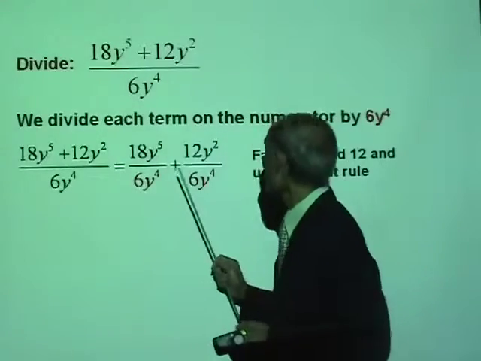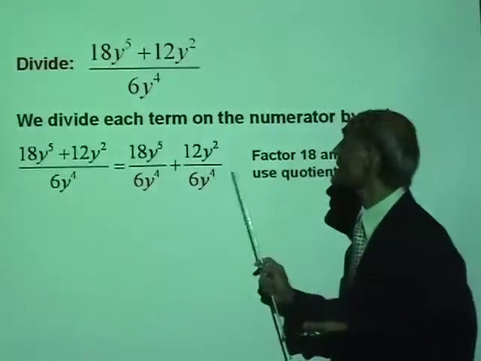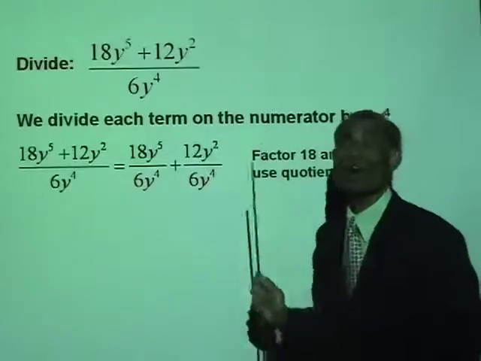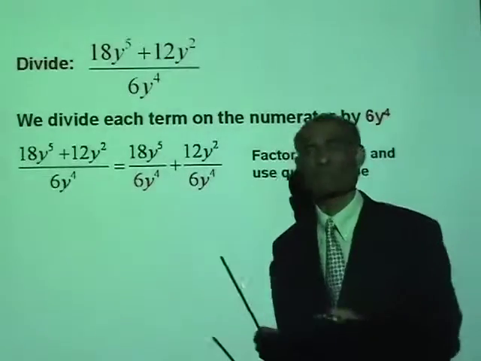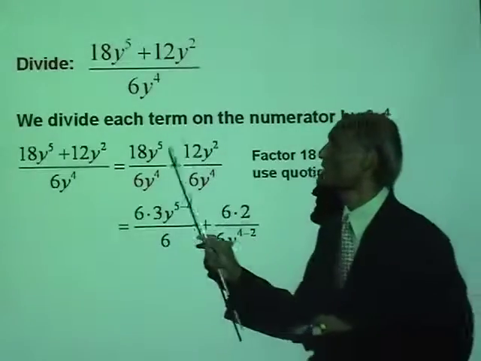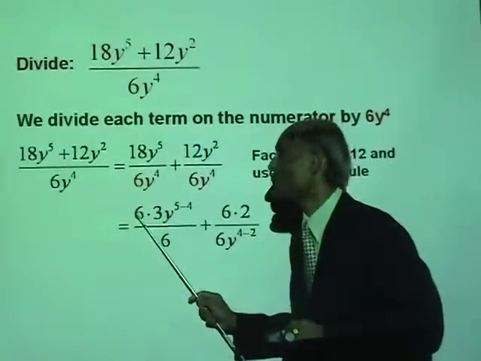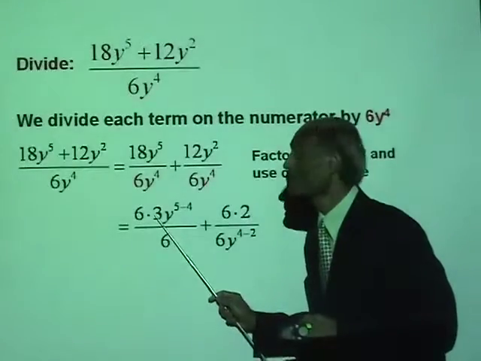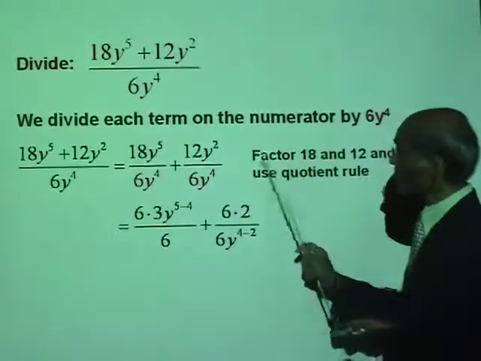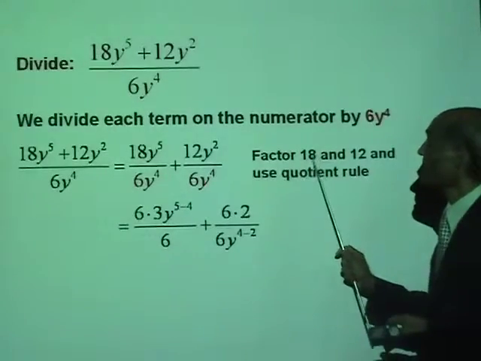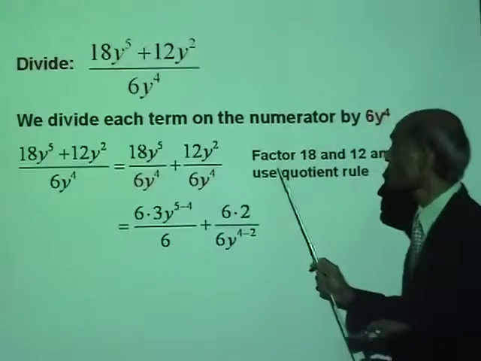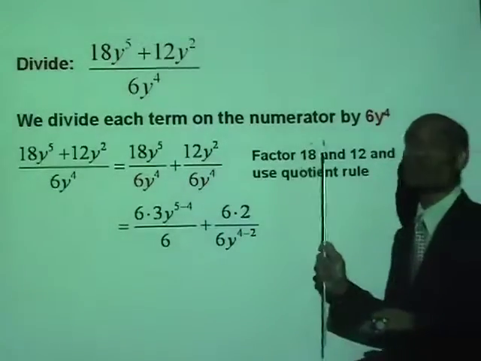6 will go how many times? In order to make it easier, let's factor 18 and 12 on the numerator. That will make it easy. Alright, let's factor 18 and 12 on the numerator. 18 is factored as 6 times 3. And now, I also did one more thing. What are the two things I did? I factored 18 and 12, these numbers, and also I used the quotient rule.